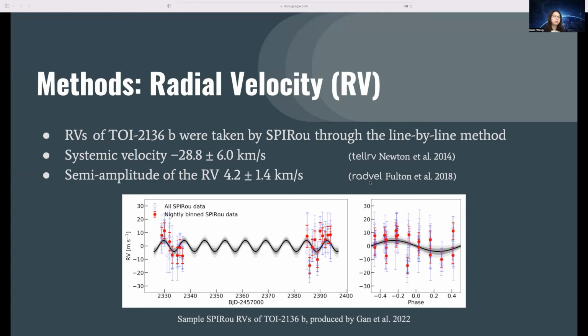So by running the multiple RV results through different coding packages, we are able to determine the systemic velocity and also the semi-amplitude of the RV. As you can see here, this spectrum is subtracted out by the systemic velocity. So basically, the changing velocity here is purely caused by the rotation of the planet. And as you can see from the right-hand panel, we can determine the semi-amplitude of the RV based on that figure.